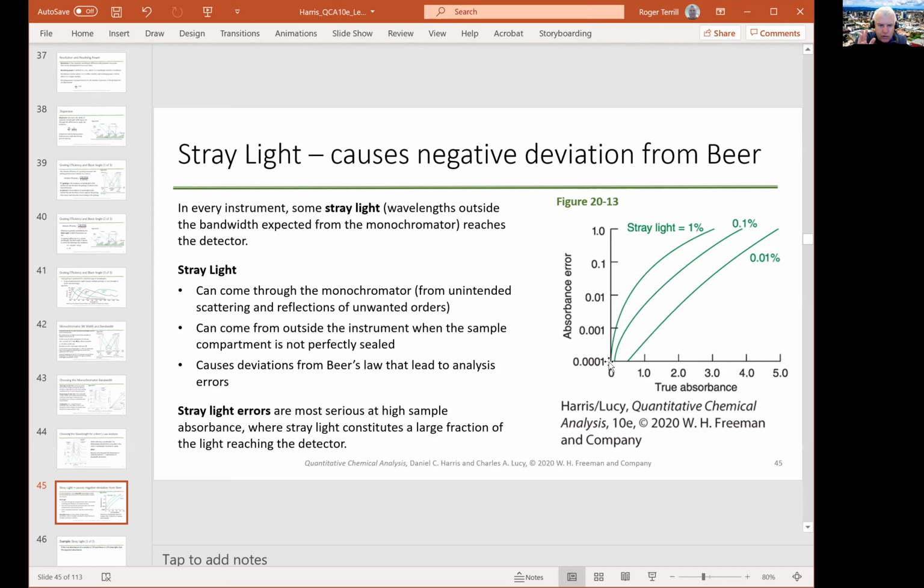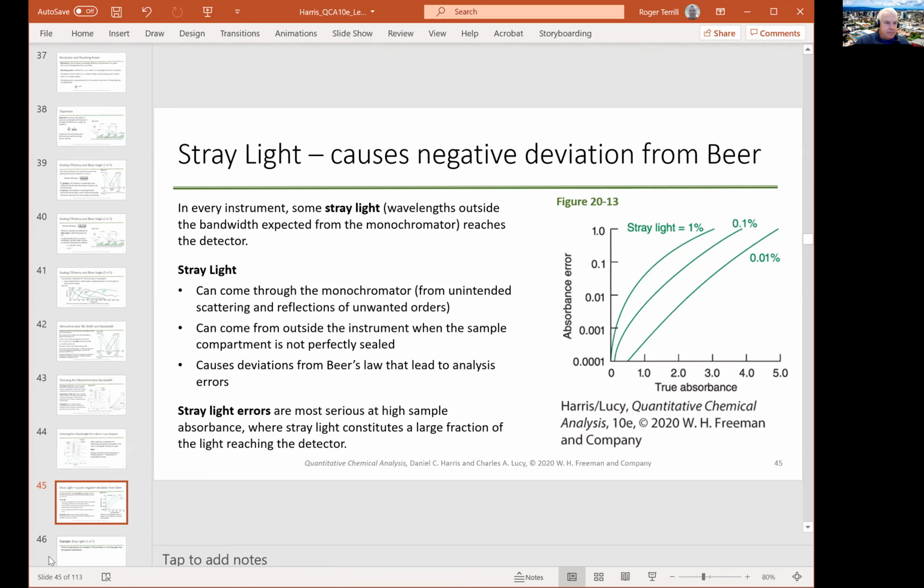And so if your eye, for example, averages over the entire window, then it won't register the diminution of light. And that will create a negative deviation from Beer's law at higher absorbance. So that's just something to look out for. So if you have negative deviation from Beer's law at higher absorbance, then it is likely that you have stray light, or your wavelength resolution is too poor.